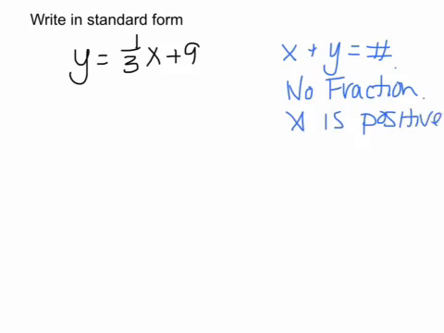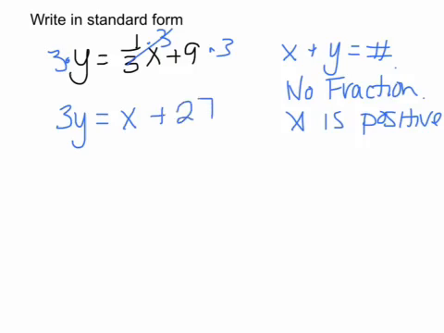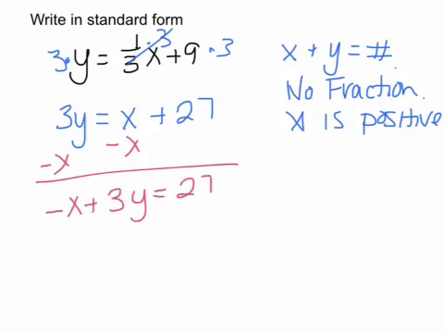So the first thing I like to do is clear my fractions. So I'm going to multiply everything by 3. Those will cancel. So I have 3y equals x plus 27. Next step, I'm going to subtract x from both sides. So I have -x plus 3y equals 27. Well, like I said just a second ago, x can't be negative, so I'm going to multiply everything by a -1, or change the sign of everything. So x minus 3y equals -27 is my answer in standard form.